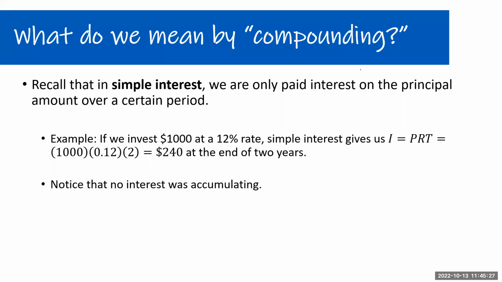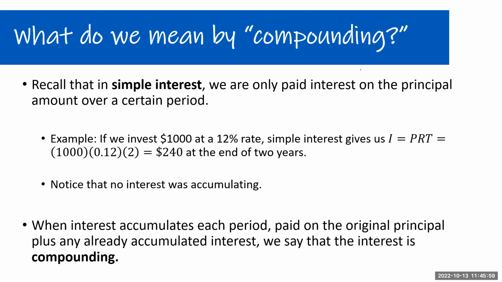Remember back a couple sections ago when we learned about simple interest, and remember that we only paid interest on that principal amount over a certain period, okay? So, for example, if we invested $1,000 at a 12% rate, then simple interest was that I equals PRT formula, and we'd see that we would get $240 at the end of 2 years. In this case, no interest accumulates over the time. They don't pay us a penny of interest until the very end of that 2 years.